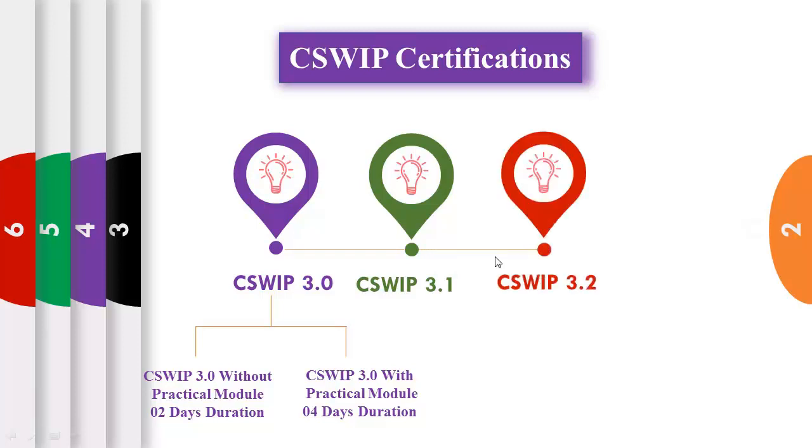The next level, which is level 3 of CSWIP, is CSWIP 3.2 or Senior Welding Inspector.